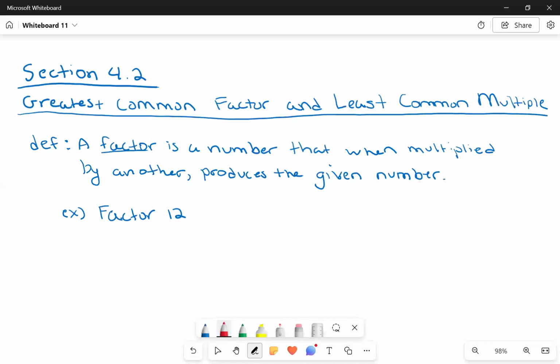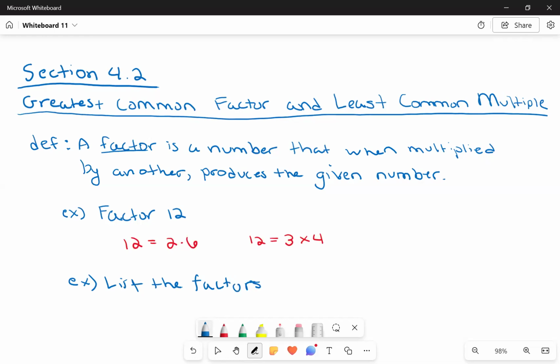If I want to rewrite 12 as a multiplication, there's a few ways I could do that. I could say 12 is 2 times 6, or I could have said 12 is 3 times 4. There's a few different ways I could have done that. I could also approach it as listing all possible factors of 12. Here I'm going to write that as a separate example. List the factors of 12. So now I'm looking for all the numbers that multiply to be 12.